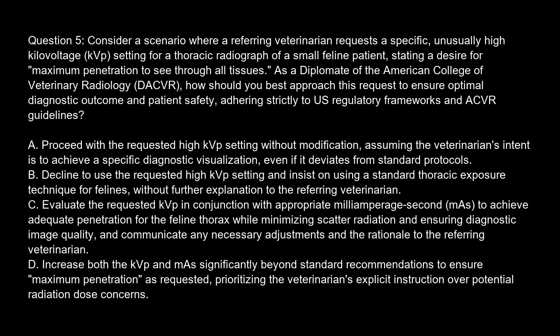Option C. Evaluate the requested kVp in conjunction with appropriate milliamperage second (mAs) so as to achieve adequate penetration for the feline thorax while minimizing scatter radiation and ensuring diagnostic image quality, and communicate any necessary adjustments and the rationale to the referring veterinarian. Option D. Increase both the kVp and mAs significantly beyond standard recommendations to ensure maximum penetration as requested, prioritizing the veterinarian's explicit instruction over potential radiation dose concerns.